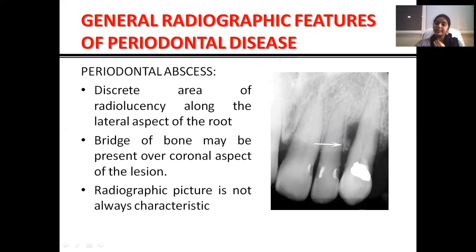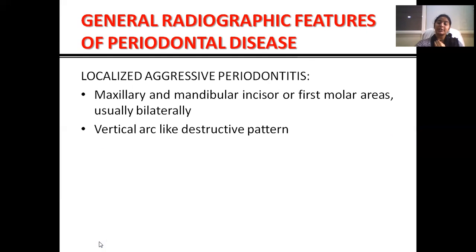So here you can see the destruction. There is bone loss apically, but there is some bridge of bone, some bone in the coronal region. But this radiographic picture is not always characteristic. It is not necessary that all periodontal abscess cases will have such a radiographic picture. It depends on the stage of the lesion and the amount of destruction that has taken place.